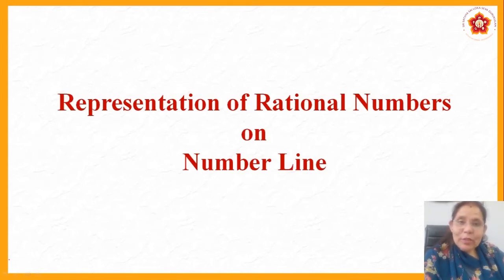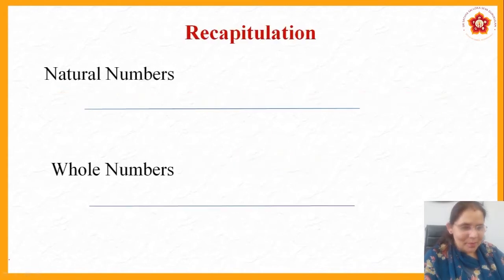Do you have any idea about what a number line is? Let's start from natural numbers. If we have to plot natural numbers on a number line, how are we going to do that? Let's recapitulate. What are natural numbers? Natural numbers, they start from 1. So, we'll put 1 out here. Now, if I ask you, what is the largest natural number? Will you be able to answer that?